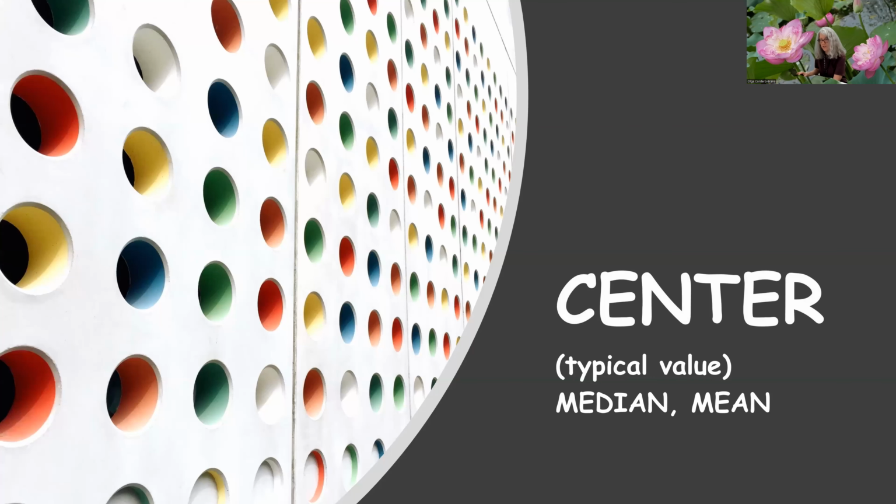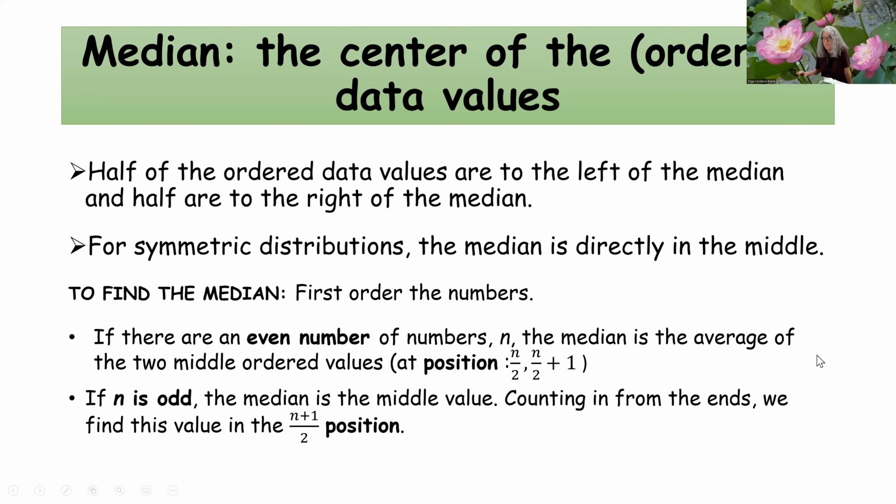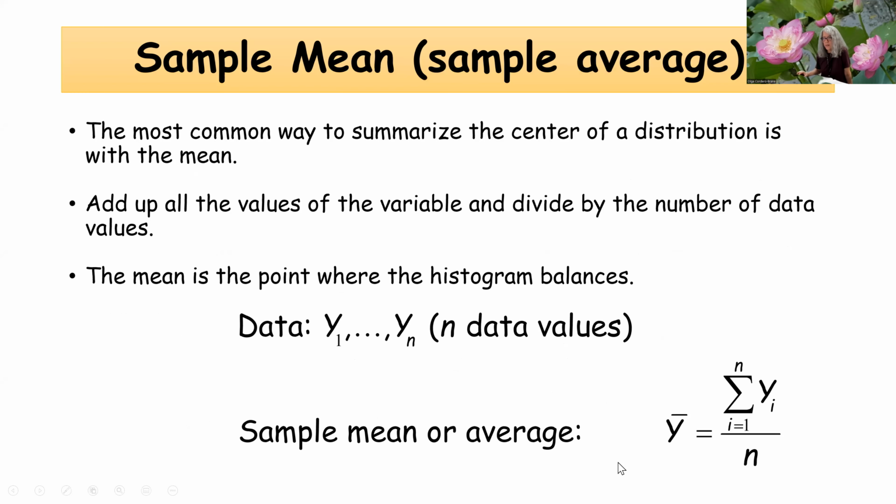Now, describing center. Typical values that we will use, very important, are the median and the mean. The median comes from ordering the data and picking the value in the middle. And the mean is an average. We sum all the data values and divide by the total number. So the median assumes that you are ordering the data and then getting the one in the middle. It will depend whether you have an even number of observations or an odd number, and software will get them.